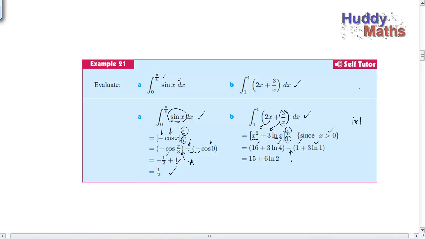Okay. And so here, what is that now? 3 ln 1, the log of 1 is 0. The power you raise e to get 1 is 0. So it's 16 take 1, that's 15.